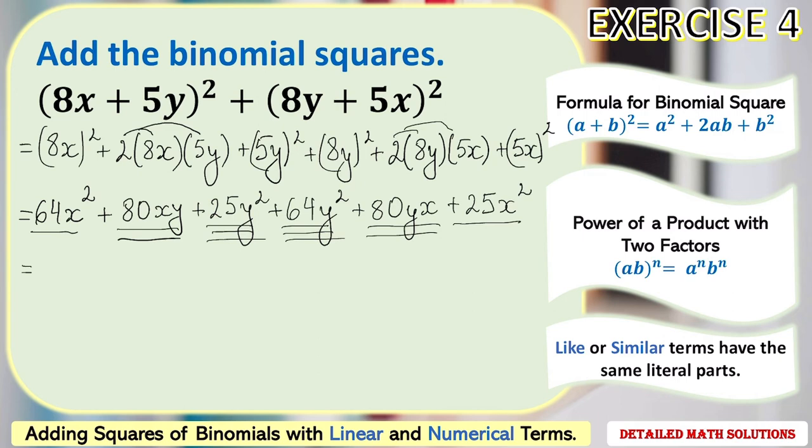I add each pair of these terms and I get 64x squared plus 25x squared is 89x squared, plus 80xy and 80yx, or 80xy, is 160xy, plus 25 and 64, again 89y squared. I can't simplify this further, therefore this is the final answer for this exercise.